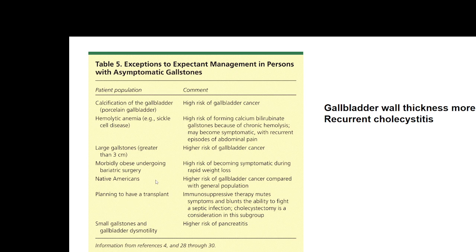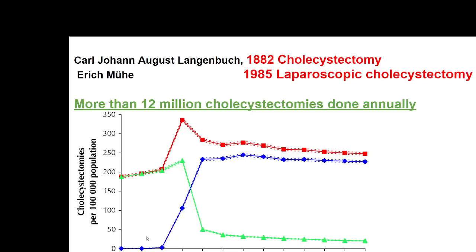And morbidity like obesity, patients who have undergone bariatric surgery, and genetic factors like Native Americans, patients planning to have a transplant, or if the patient is on some immunosuppressive therapy and so on. These are the indications for the surgery as such.